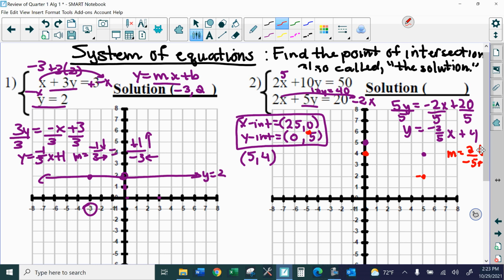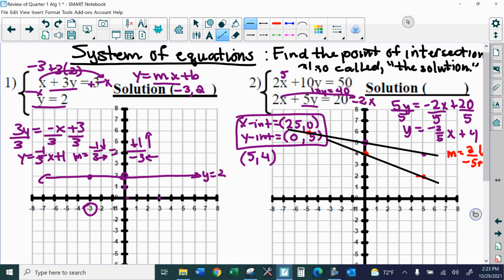The first one had a slope of negative 1/5, so I went up 1, left 5. That would have been right there as well. So both of them intersect. So if I do that one, that intersects there. And I do this one, and that intersects there.